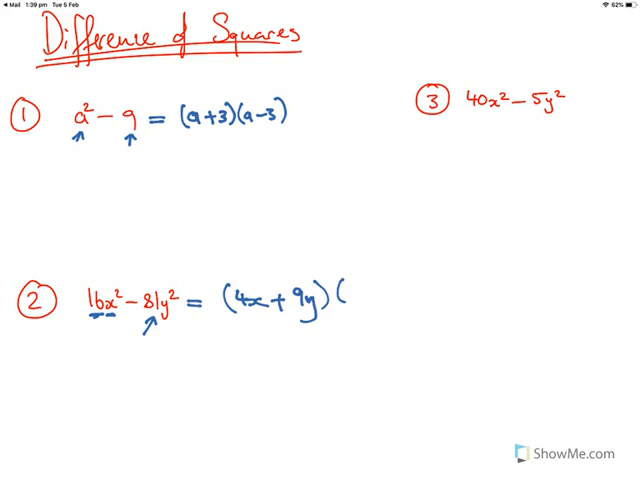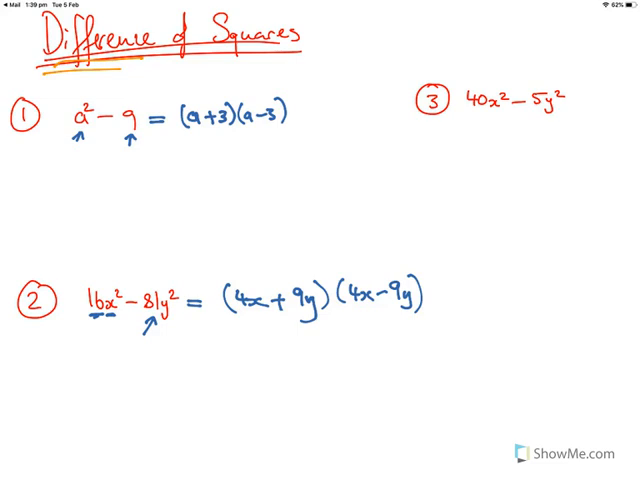And then in the next bracket, we just need to go 4x minus 9y. Okay? So that's factorizing using difference of squares. We shouldn't be stressing too much about it, but it's something we need to get used to. Now this last one, question 3, I put it there on purpose. I just wanted to explore one other thing.